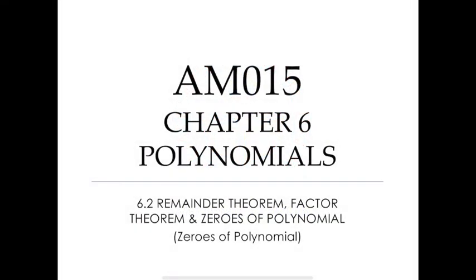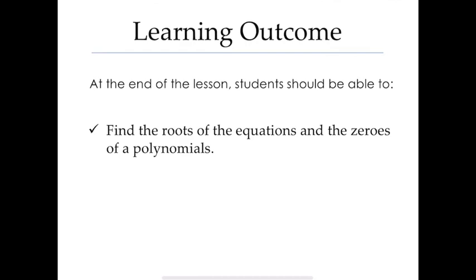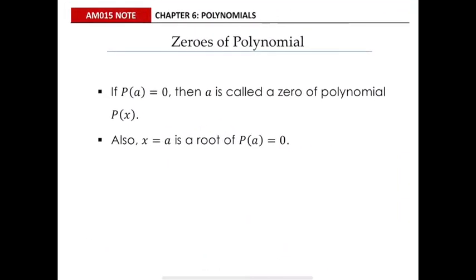In this video, we are going to learn about the zeros of polynomial. This is the learning outcome. If P(a) equals 0, then a is called a zero of polynomial P(x). Also, x equals a is a root of P(a) equals 0.